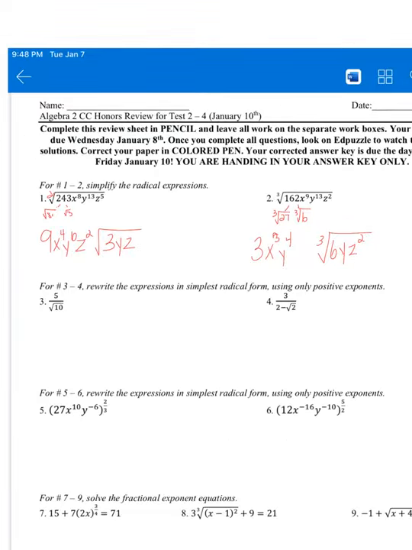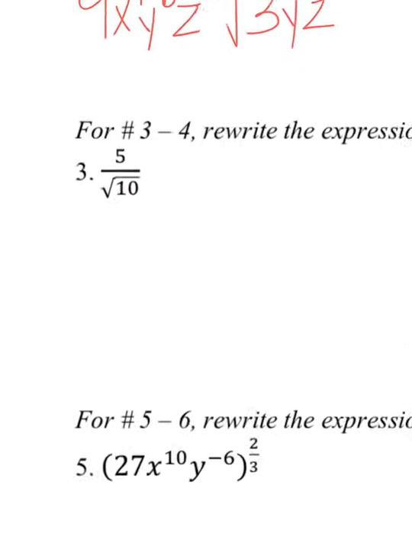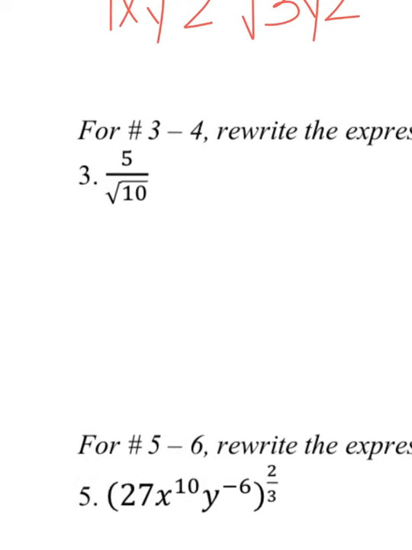Numbers 3 and 4, I asked you to rationalize the denominator. So number 3 is a monomial denominator. So to get rid of the radical in the bottom, you multiply the top and the bottom by that radical. Because now you have 5 times the square root of 10 divided by the square root of 10 times the square root of 10 is the square root of 100, which is really just 10.